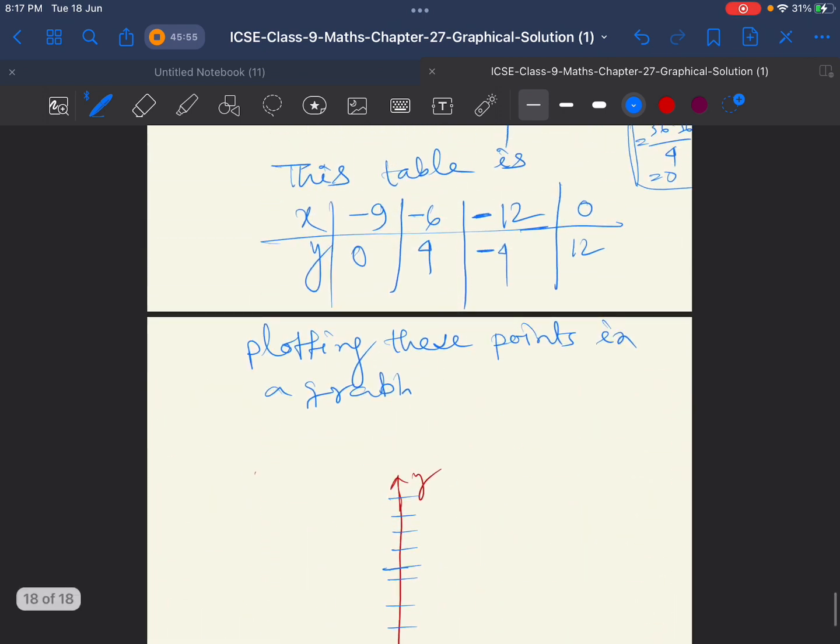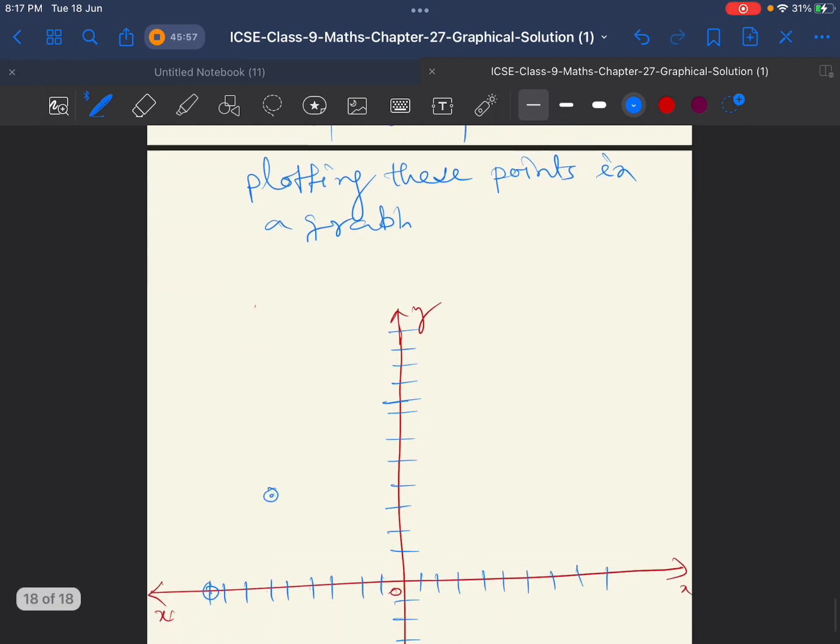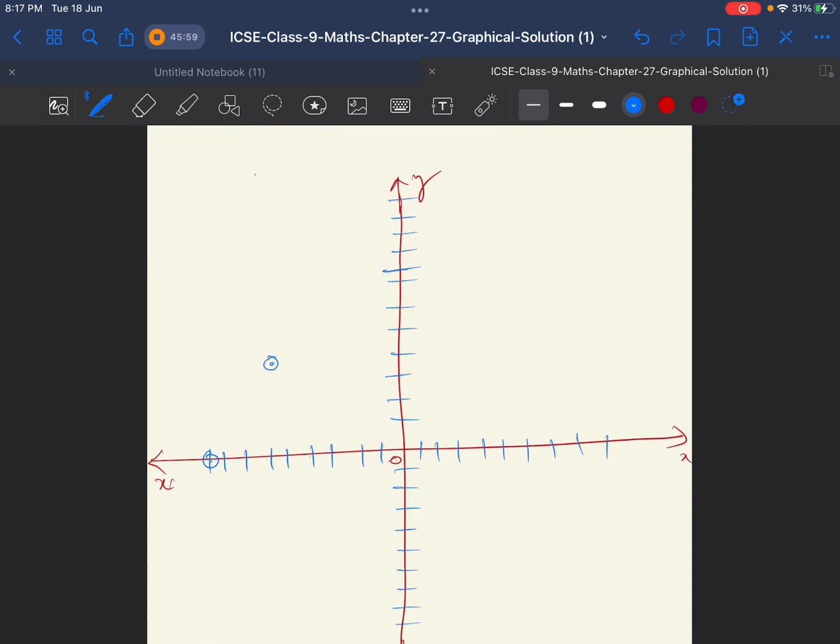This point will be here. The next point, 0, 12. We take 0, 12, counting 1 to 12. This point will be here. Okay, now we draw the straight line. So this is the straight line.